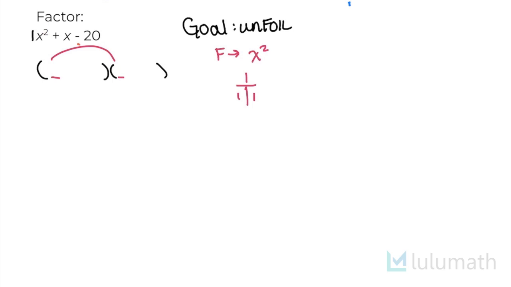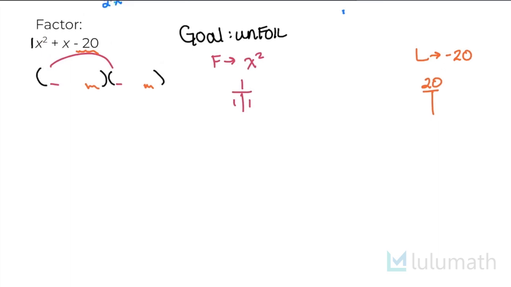I know that this negative 20 right here is going to come from my last terms. So my last terms are going to multiply together to give me negative 20. Now, at this point in time, I'm not going to worry about the fact that this is negative. That's going to be the last thing that I'm going to think about as I'm finalizing my answer. So what are some numbers I can multiply together to give me 20? What are some factors of 20?